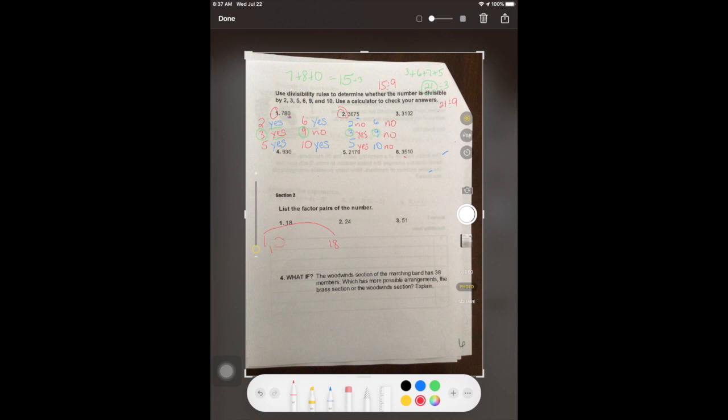Now, 2. Well, 18's even, so I know 2 divides in. What's 2's partner? 2 times what is 18? That's 9. Okay, let's use the 3 rule. 1 plus 8 is 9. Does 3 divide into 9? Absolutely. So 3 is a factor. 3 times 6 is 18. 4 does not divide in. 5, it ends in an 8, so we know 5 doesn't divide in.